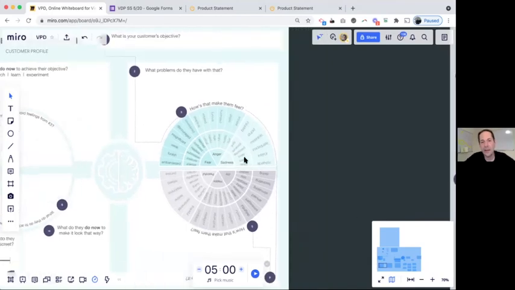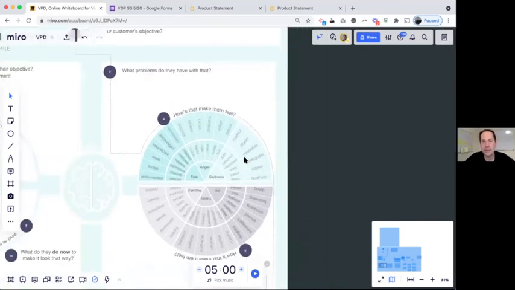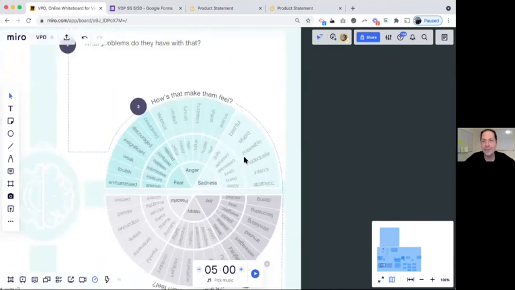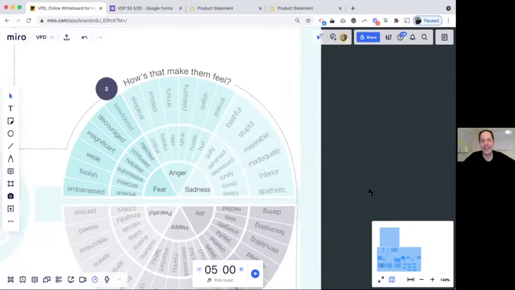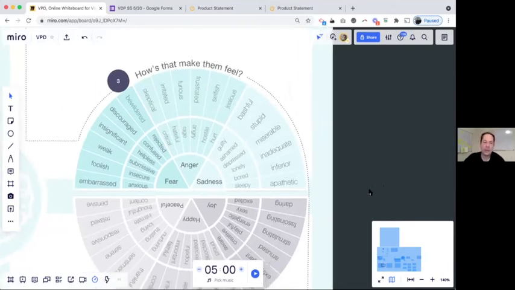And then I start getting into the squishy stuff, which is like, how does that make them feel? And so I have this little emotion wheel that helps jog my memory there, right? Like, oh, okay, well, if they have a problem like being taken seriously, how does that make them feel when they're not? Well, it makes them feel maybe like a little bit inadequate. Maybe they feel a little inferior, but they don't want to admit it, that kind of stuff.